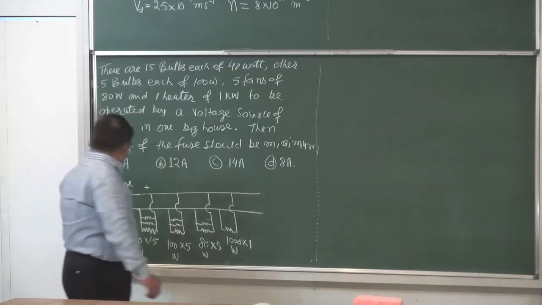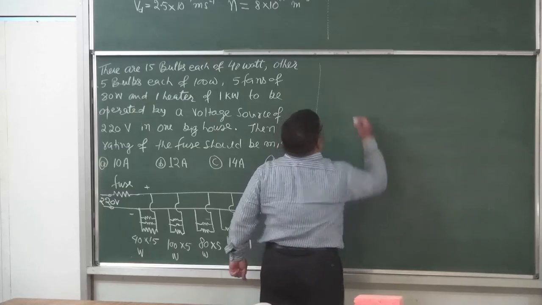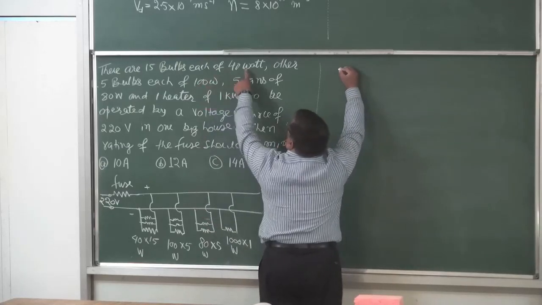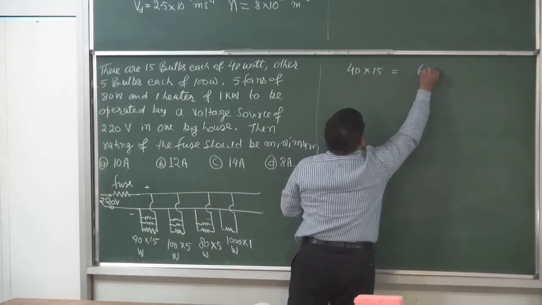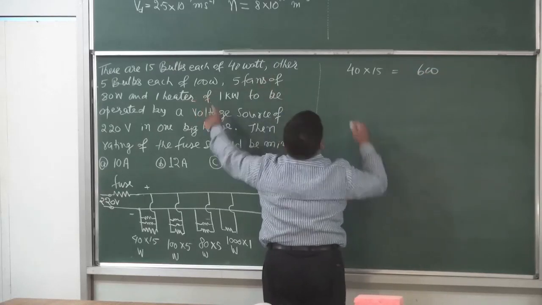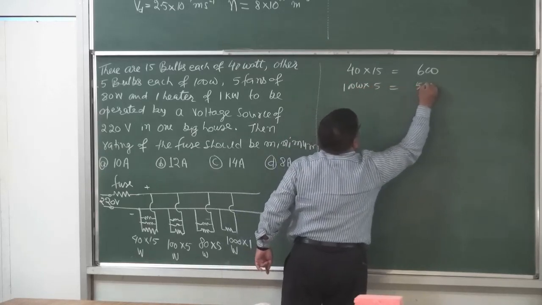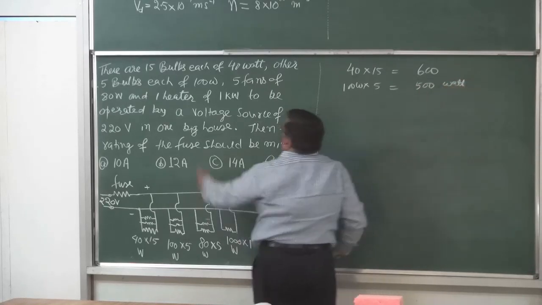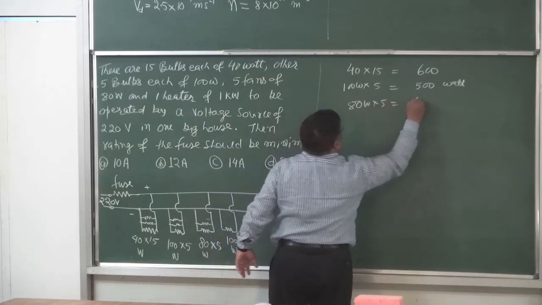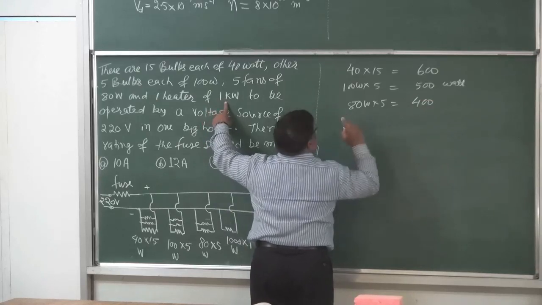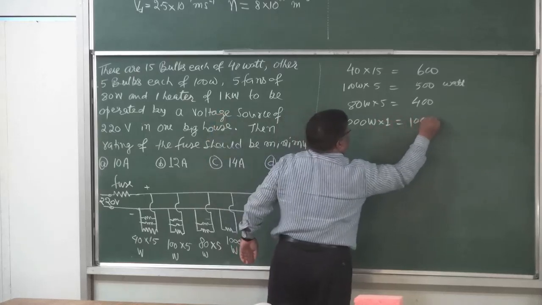Sabka load ginte jaiye. Okay, now let's make the summary of the total energy used. Energy per second is watt, power. So for the 15 bulbs, 40 watt: 40 into 15, 600. After that, 5 bulbs, 100 watt, 500. After that, 5 fans, 80 watt, 400. 1 kilowatt, 1 heater. Kilowatt is 1000 watt, so 1 heater is equal to 1000.